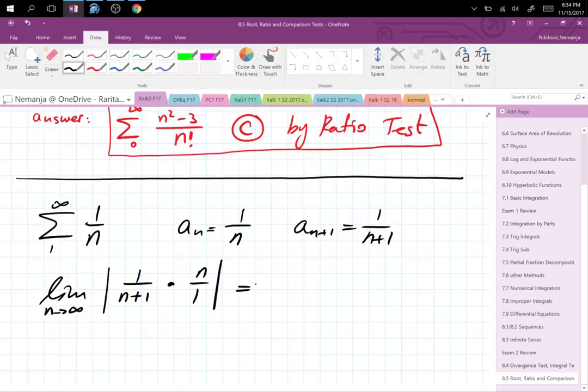What's the limit? 1. Which means the test is inconclusive. We know it diverges. We can do p-series. We can do integral test. But we see that this divergent series, you can detect divergence by the divergence test, right? Because that was inconclusive. And here the ratio test is inconclusive as well, right?